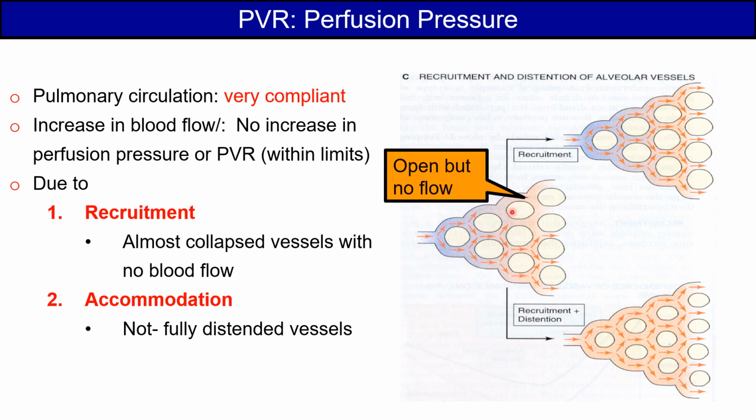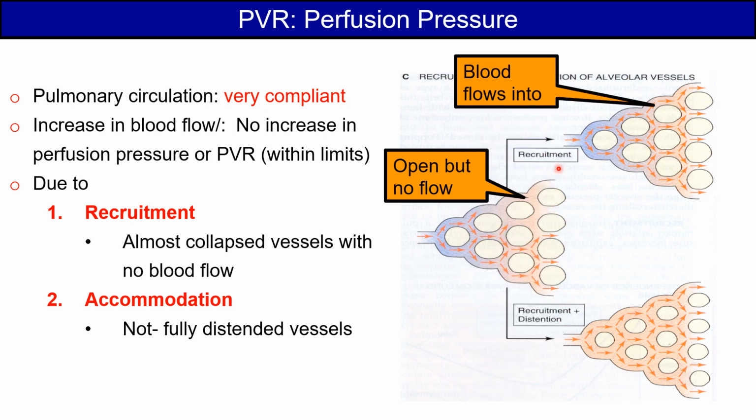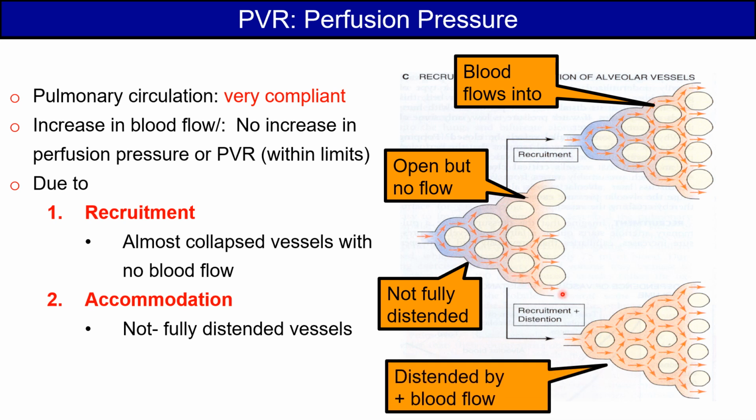Initially, these blood vessels are open, but there's no blood flow, as you can see here. If there is increased blood flow, blood will flow to these open blood vessels. So that is recruitment. These previously unperfused blood vessels are recruited. The other is accommodation. You notice that the blood vessels are not fully distended. So if there is an increase in blood flow, aside from the recruitment, there will be dilation of the blood vessels. That is accommodation.